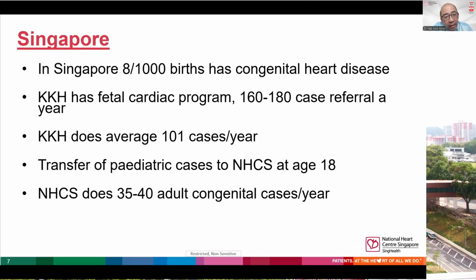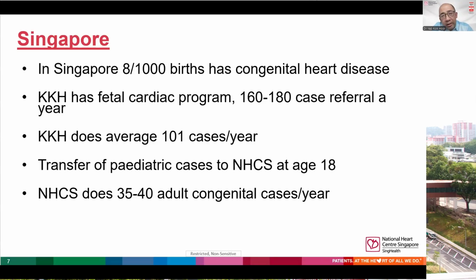KK has a fetal heart cardiac program, and they receive 160 to 180 cases a year of pregnancies where the baby is suspected to have heart problems. After the babies are born, those who need heart surgery at pediatric age, KK Hospital does about 100 cases a year, and then we look after them until they reach age 18.